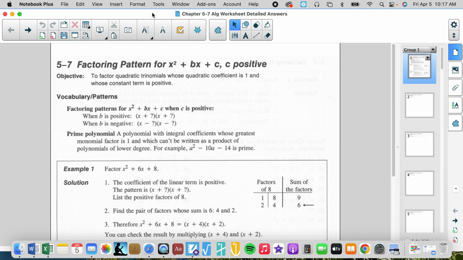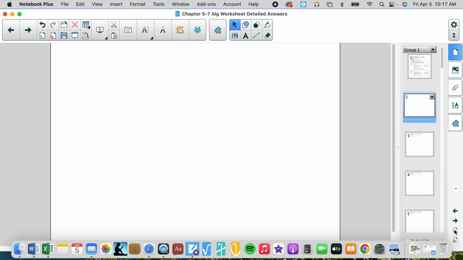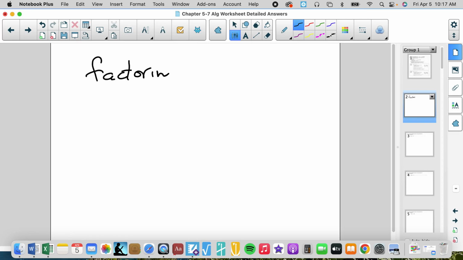This is chapter 5-7. This is our first factoring where we have to do some more complex things. Up until this point, we have situations where we look for, first of all, we should always be putting our expressions, and we are factoring expressions.